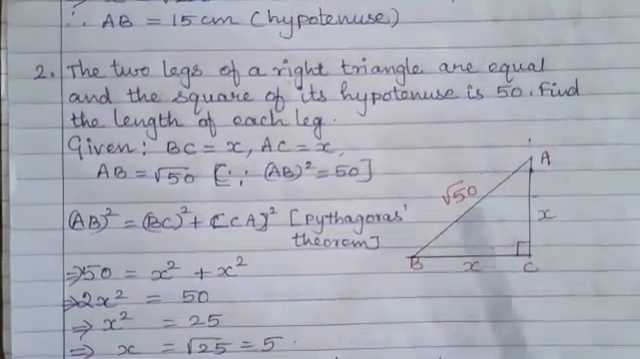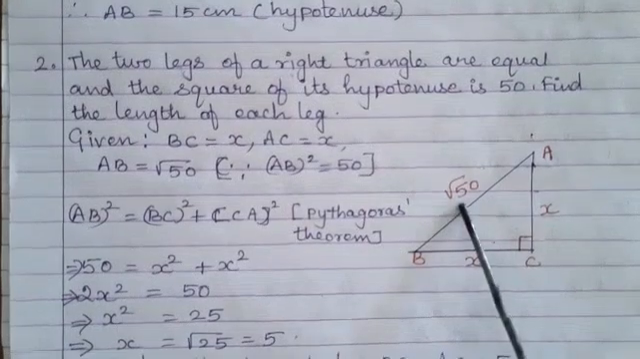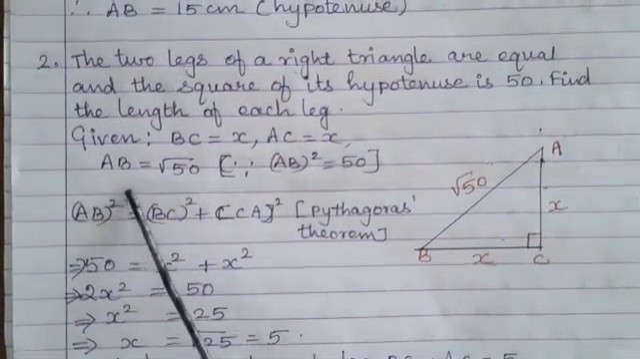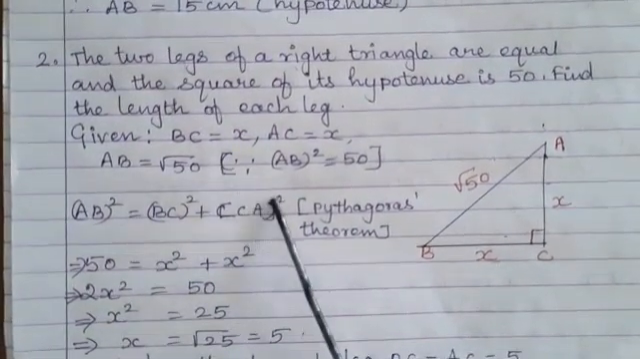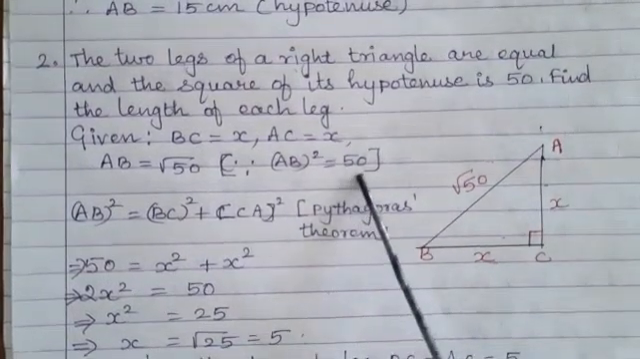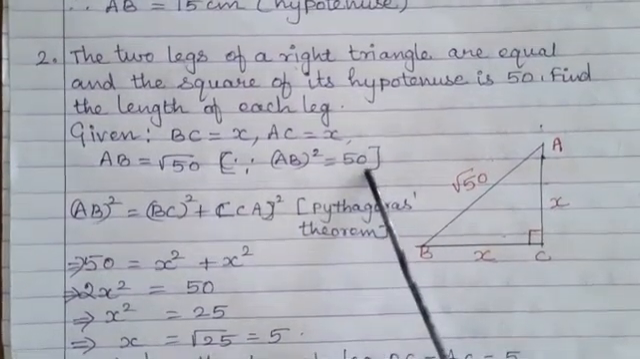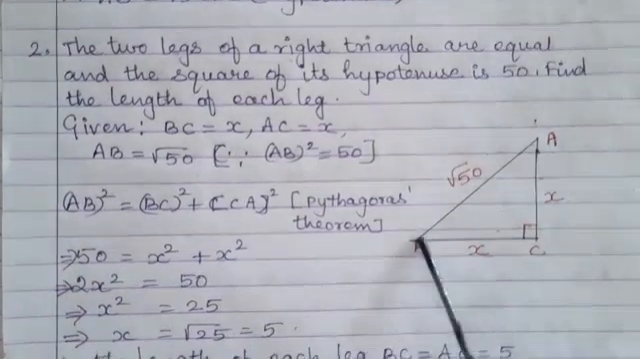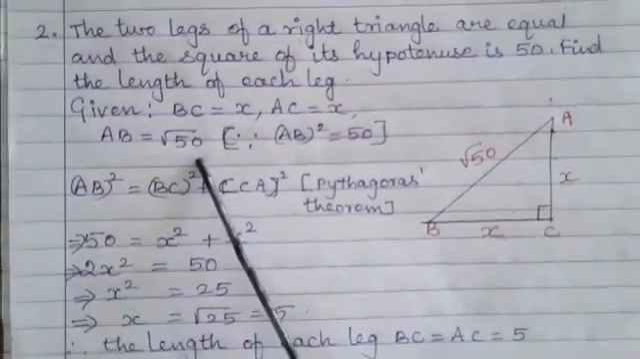So the length of the hypotenuse is root of 50. That is, here I have written, see that AB equal to root 50. Since AB squared is given as 50, that is, the square of the hypotenuse is 50, then the length of the side AB equal to root of 50.